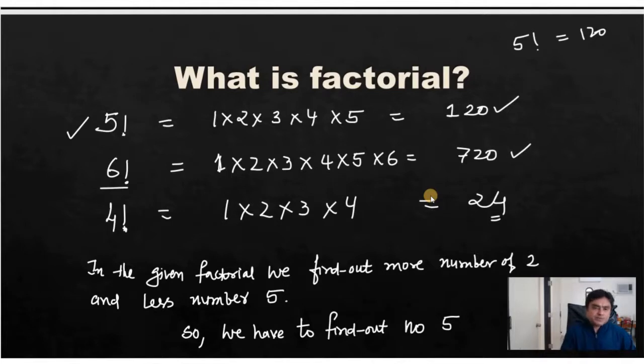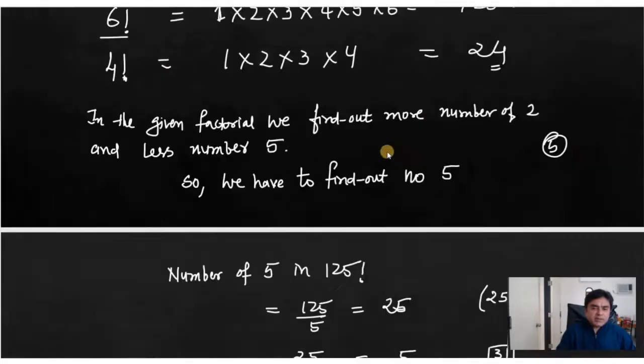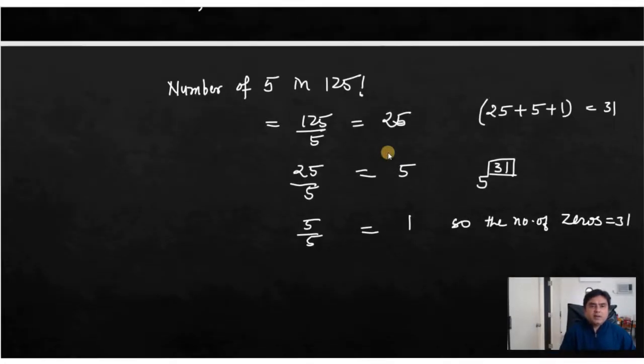Here there is a 2, here 4, so 4 means 2 into 2. So there are more 2's and fewer 5's. So we are going to consider how many 5's there are. Let's say the number of 5's in 125 factorial. We have to write 125 and divide by 5. So that comes to 25.